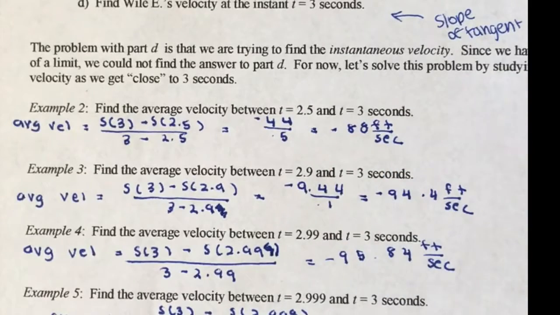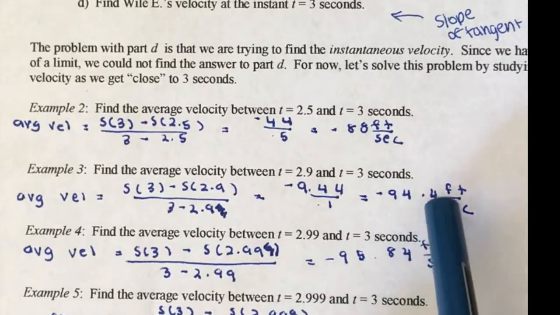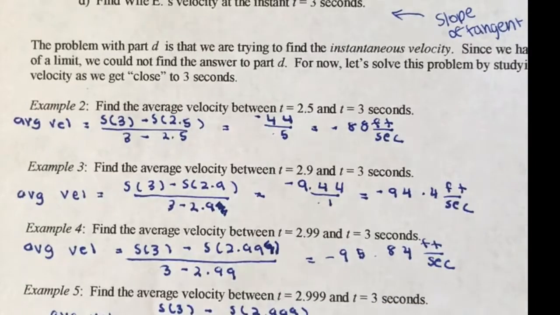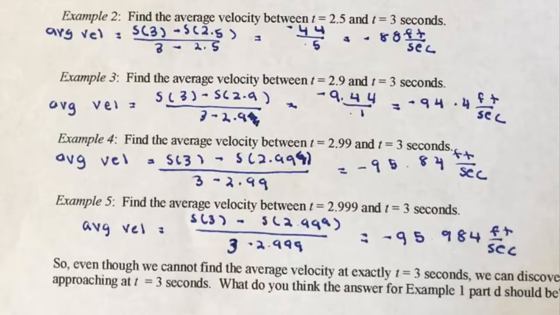Now you're going to make that time interval even smaller, and you're going to find the average velocity between 2.9 seconds and 3 seconds. And that would be negative 94.4 feet per second. And you're going to make it even smaller and find the average velocity between 2.99 seconds and 3 seconds. And that would be negative 95.84 feet per second. And then you're going to make it even smaller and find the average velocity between 2.999 seconds and 3 seconds. And that would be negative 95.984 feet per second. Make sure to include units or else you will miss points on the test.